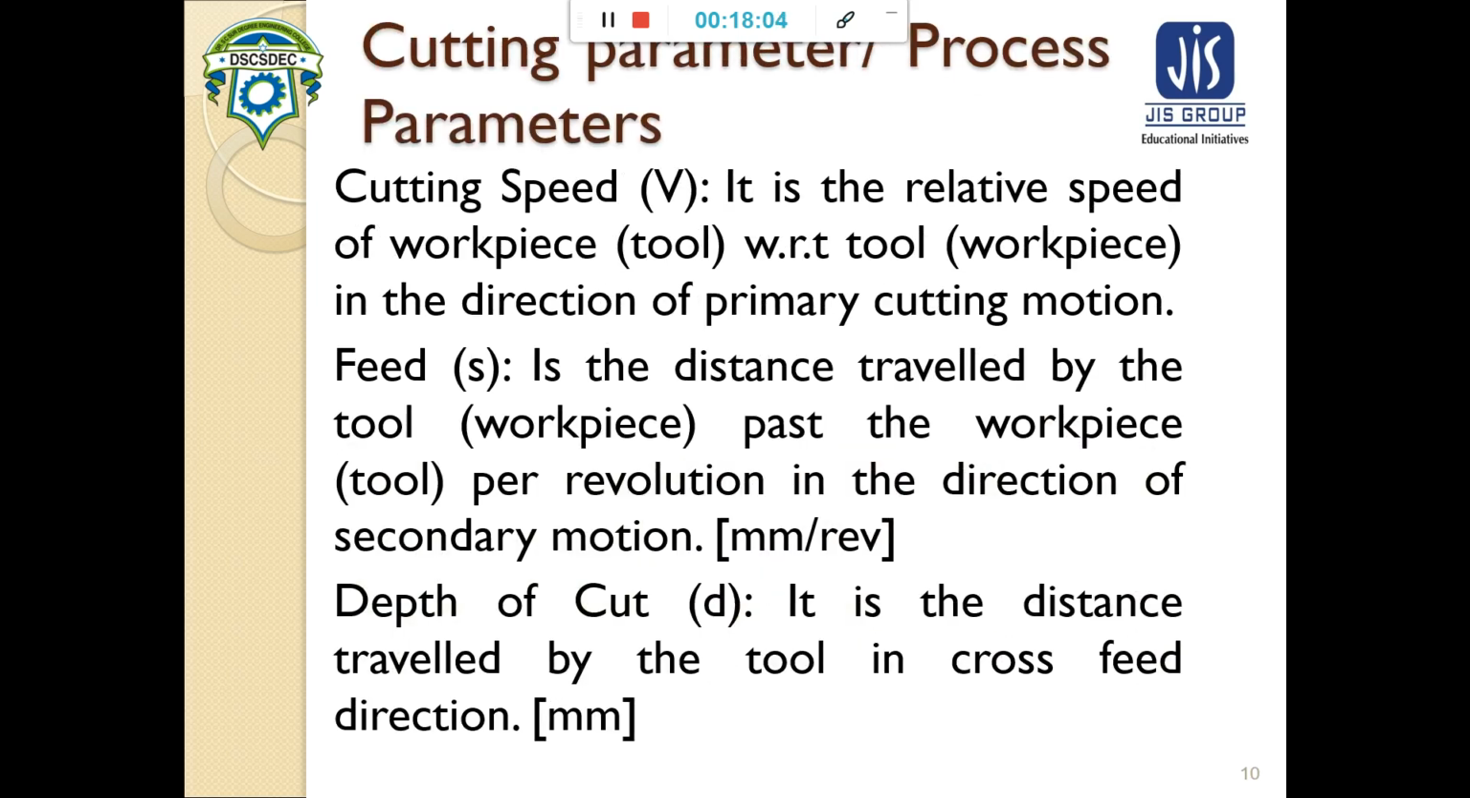Okay. Now we will see about the cutting parameters. These are the general definition of cutting parameters. The main cutting parameters or process parameters are cutting speed, feed, and depth of cut. So cutting speed is given in millimeter per minute or meter per minute.